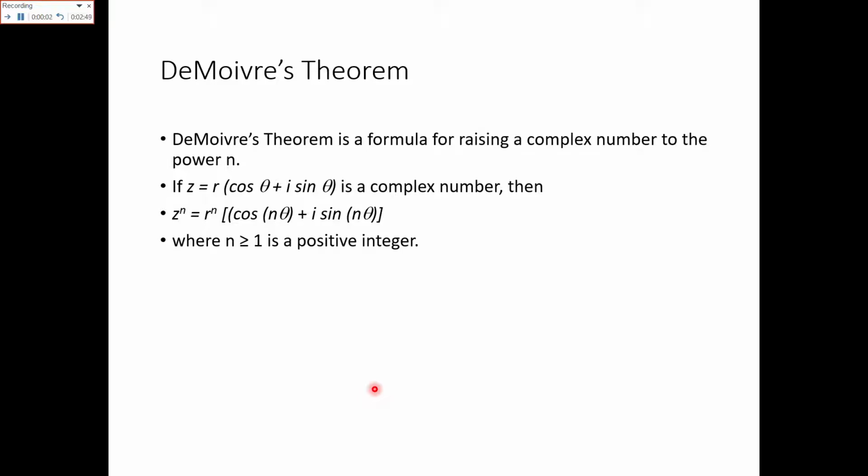Now De Moivre's theorem. De Moivre's theorem is the formula for raising a complex number to the nth power. In the polar form, if z equals r times cos theta plus iota sine theta, then De Moivre's theorem says that z raised to power n equals r raised to power n times cos n theta plus iota sine n theta, where n greater than or equal to 1 is a positive integer.